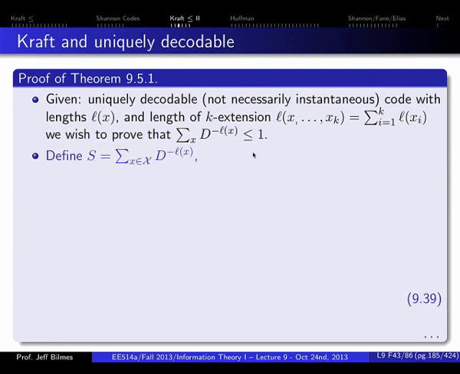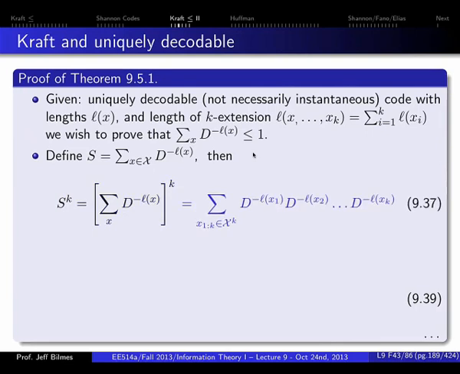Let's define S as our quantity. This is the thing we want to show is less than or equal to 1. Then what we can do is raise that quantity to the k. So raise S to the k, which basically means raising this quantity to the kth power, just by the definition of k.